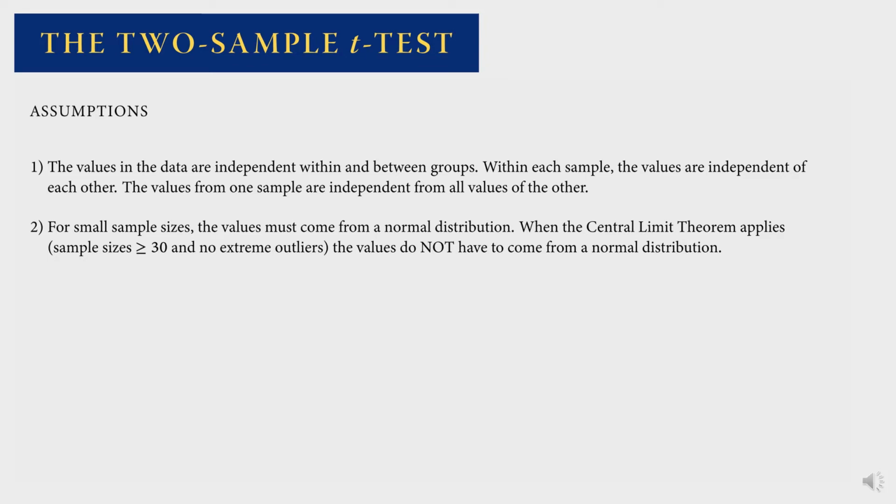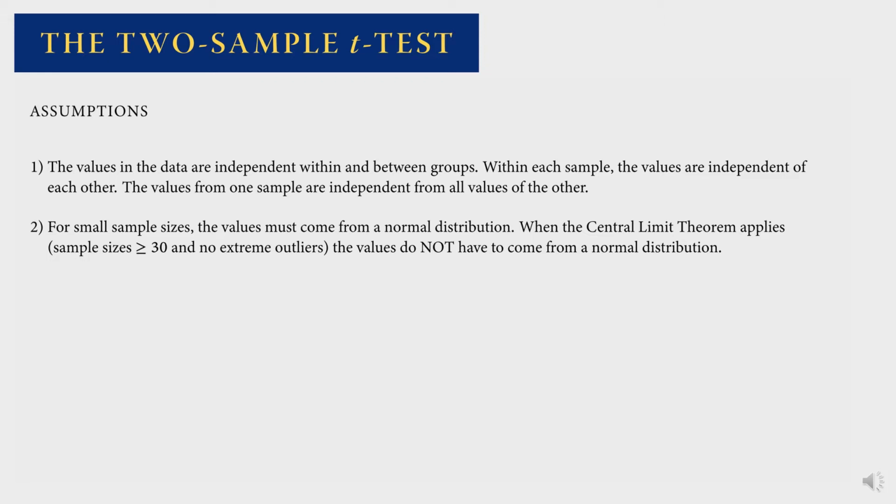The assumptions of the two-sample t-test are similar to those of the one-sample test. We assume our observations are independent. Within each group, the observations are independent of each other. Each observation is independent of the observations in the other group as well. Next time, we'll look at the paired t-test, where we assume independence within groups but not between them. For this test, though, we assume that we have within group and between group independence. And this is generally accomplished by randomly sampling from two distinct populations.